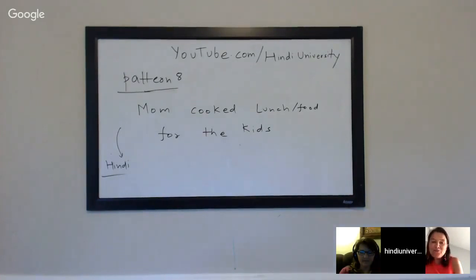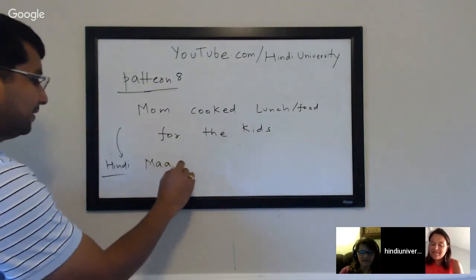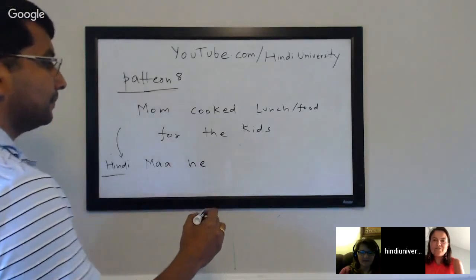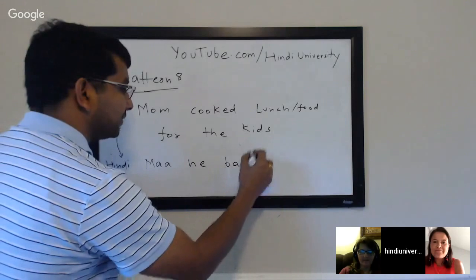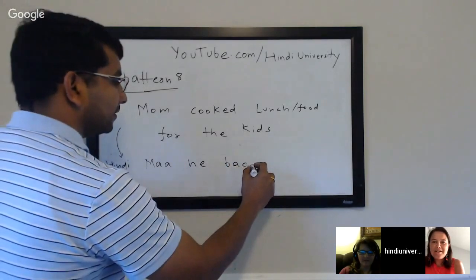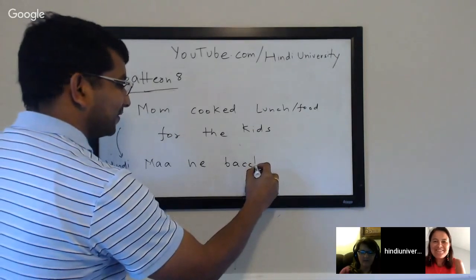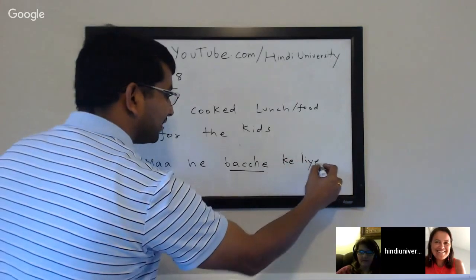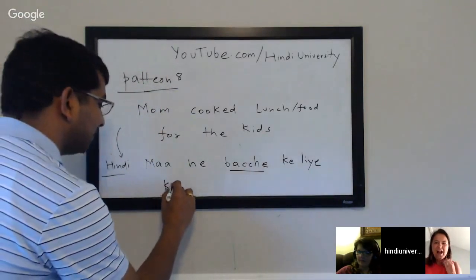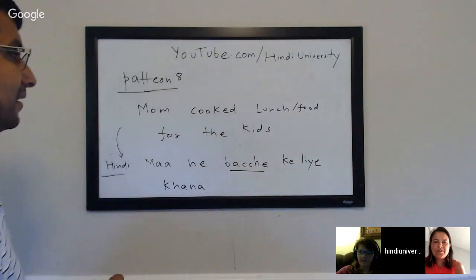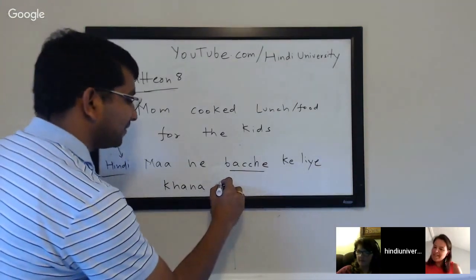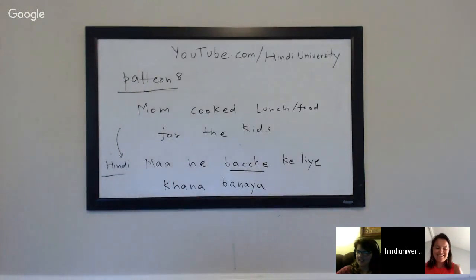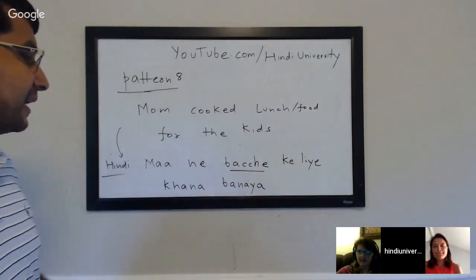Ma, it will be ma plus ne because it's in past. Okay, so you're saying it's ma ne. Then we place for the kids, so bache ke liye. Okay, it's a plural here, so then it would be bacche, and then you're saying ke liye. Khana for food. And to prepare food is banana. Very good. In past tense it's banata. So in the past it would be banaya. Awesome, awesome. So you're saying माँ ने बच्चे के लिए खाना बनाया. Okay.